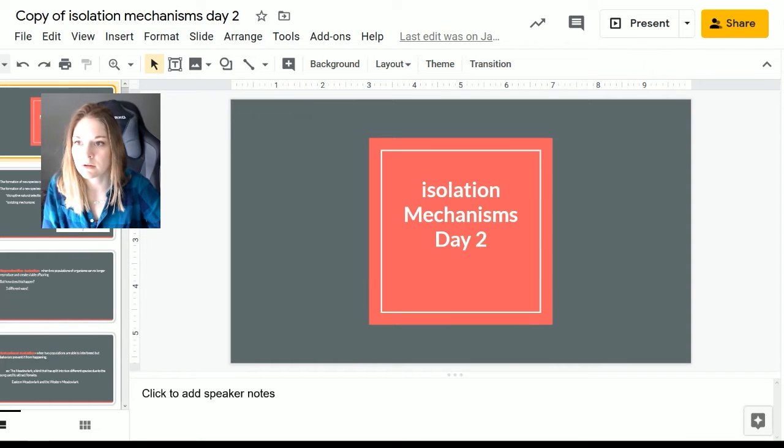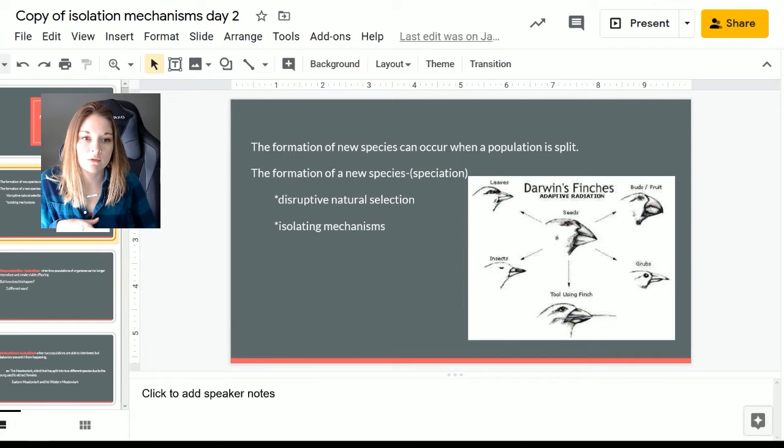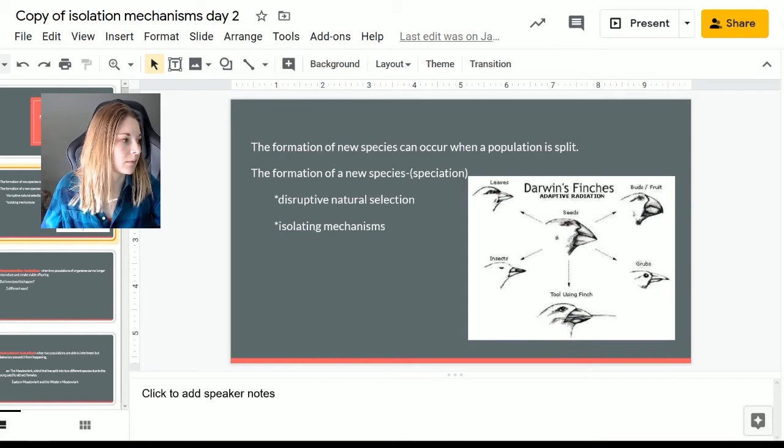Isolation mechanisms are a fancy way of saying that groups of a population have been separated and isolated from each other, meaning they have no contact with one another, and there's different ways that this can happen. Over time, if these groups stay isolated and not in contact with one another, they are going to form different species. This is speciation, which is, I believe, one of the terms in your assignment. So over time, you're going to start to see different species occur.